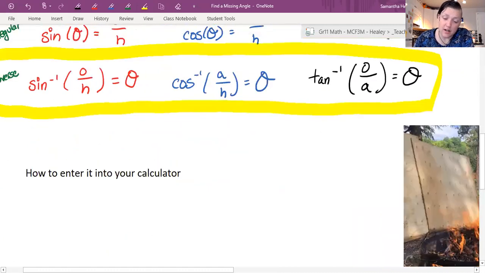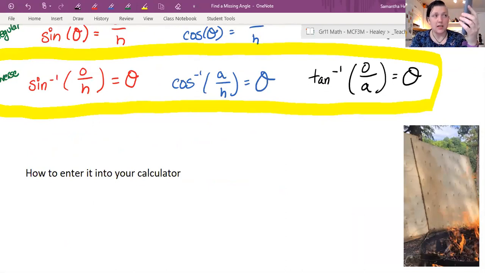Now, I'm going to show you how to enter it into your calculator, and everybody has a different calculator. So yours might be slightly different. I'm going to show you on mine on the computer, and then I'm going to give you a couple things that might look different on yours, and just a couple examples of what it might look like on your calculator.